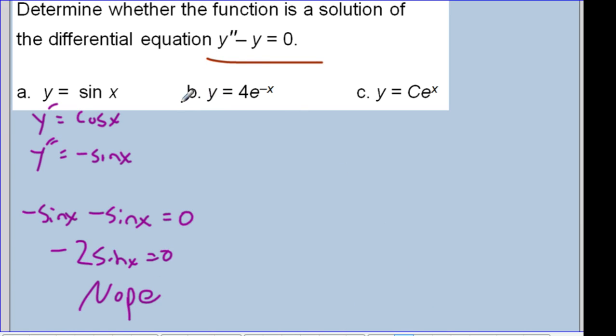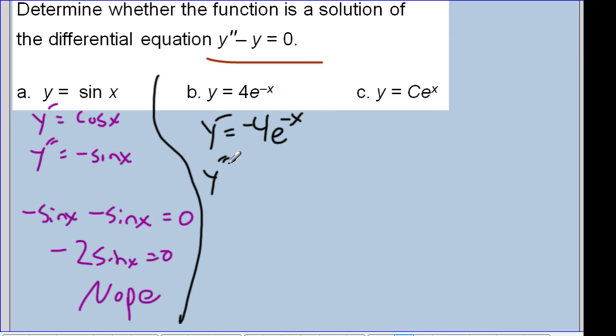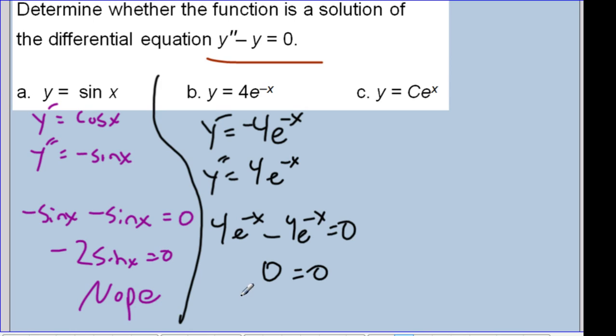Alright, let's try the next one, B. y prime is going to be negative 4 e to the negative x, and y double prime is going to be 4 e to the negative x. So I'll substitute in 4 e to the negative x minus regular y, 4 e to the negative x, equals 0. 4 minus 4 is 0, so 0 equals 0. We say yes, that is a solution.